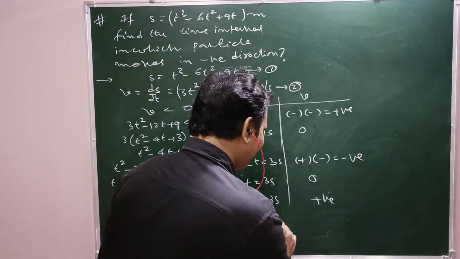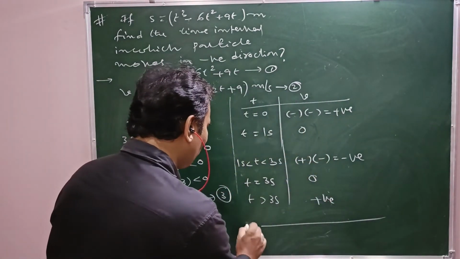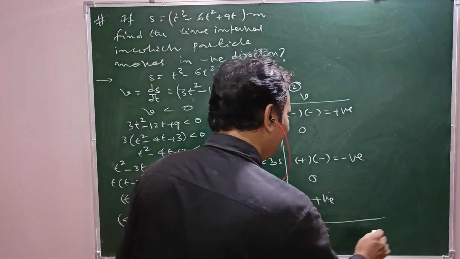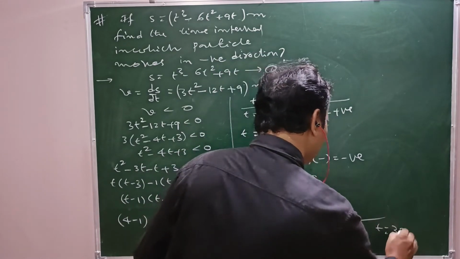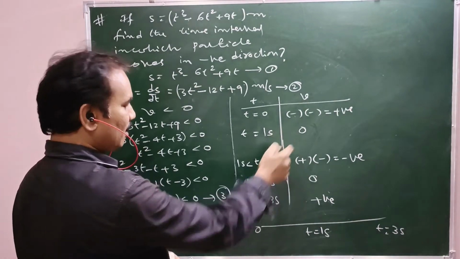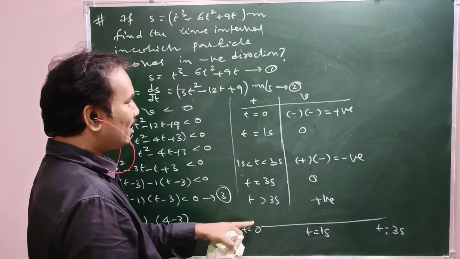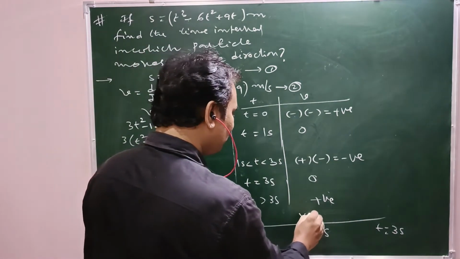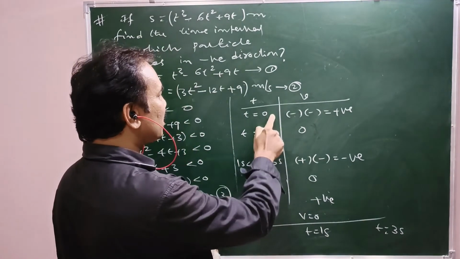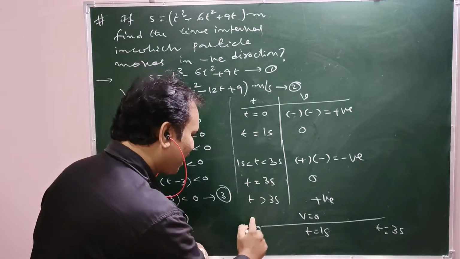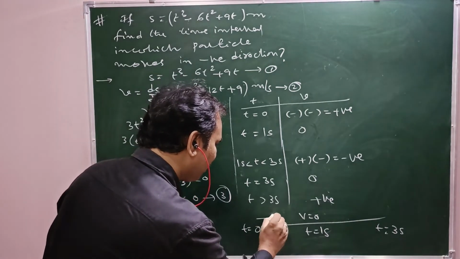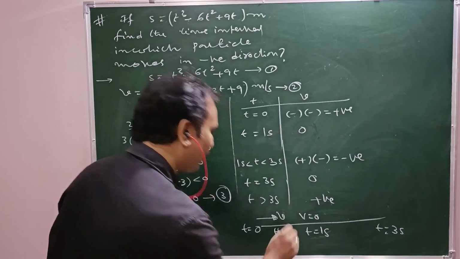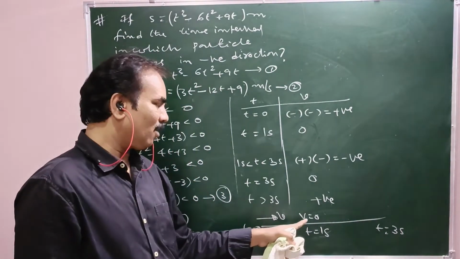Same can be written somewhere here. Here t equal to 0 seconds, here t equal to 1 second, here t equal to 3 seconds. At t equal to 0, what is the velocity? Positive. At t equal to 1 second, the velocity is 0. So here positive, here 0, meaning velocity from here to there is positive. Exactly at t equal to 1 second, velocity is 0.